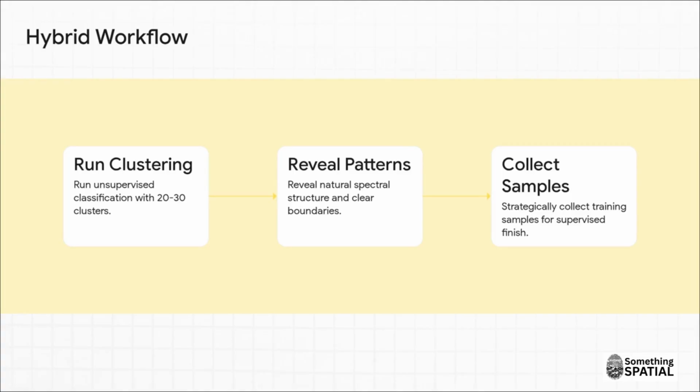Step 1, you run a quick unsupervised classification with a generous number of clusters, say 20 or 30. Step 2, you use that to reveal the natural spectral structure of the area. It highlights exactly where the clear boundaries are and where the messy, ambiguous zones lie. Then, step 3, armed with that exploratory map, you strategically pinpoint those areas of ambiguity and collect training samples only where you actually need them. This creates a highly accurate supervised final map. It's machine efficiency perfectly guiding human intelligence.